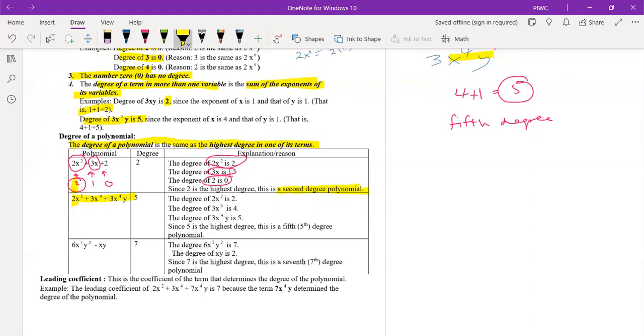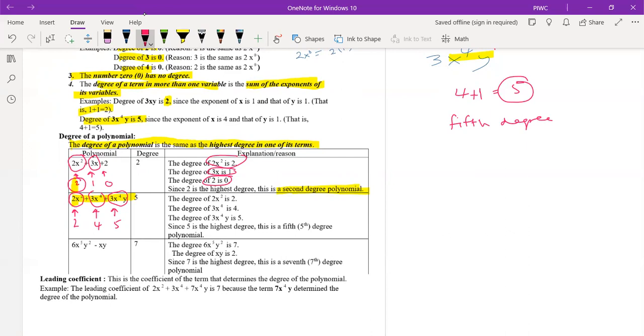Okay, so for the first term, what's the degree? The degree for this is going to be 2. That's the exponent here. The degree for this term here is going to be 4. For this one we have 2 variables, right? So since we have 2 variables, we have to add the exponents, 4 and 1. So this is a 5th degree term.